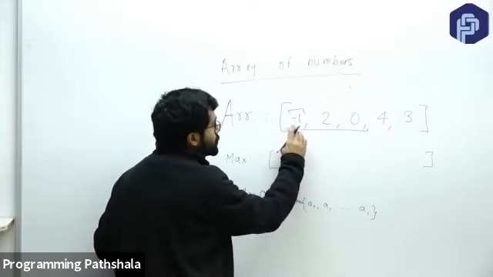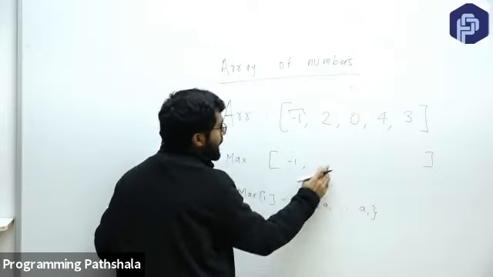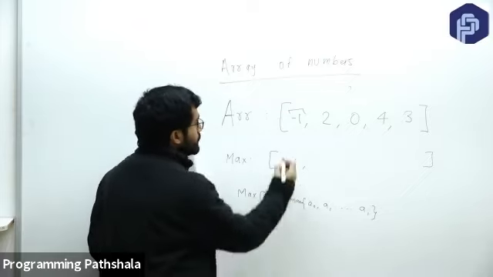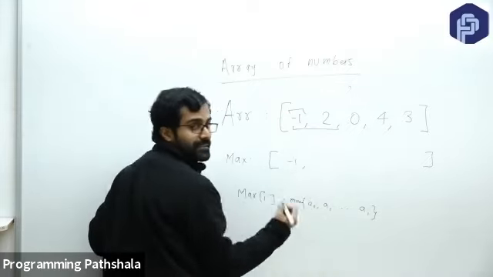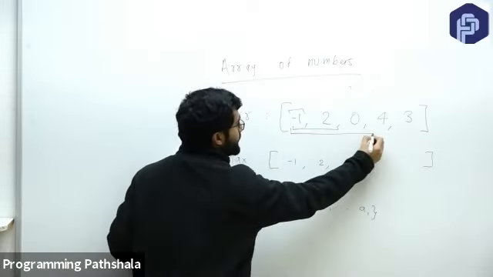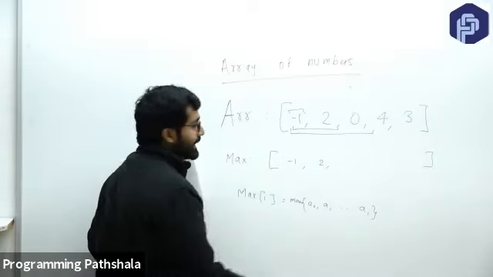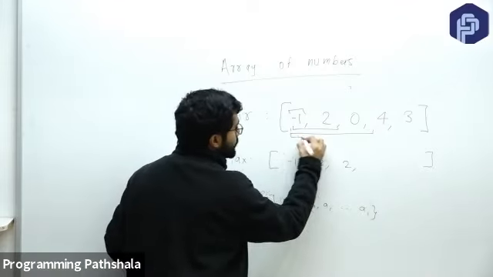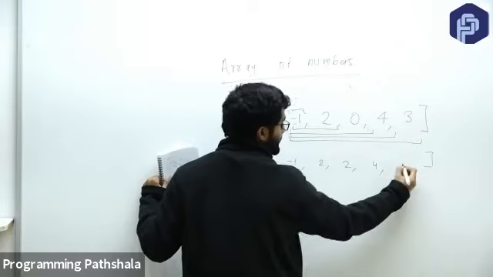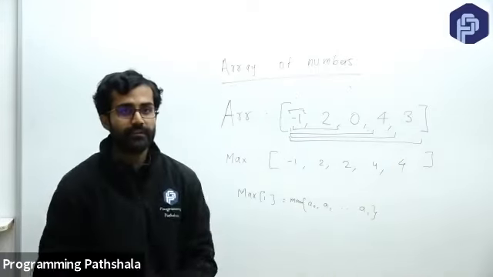Can you tell me what should be the value of max of 1? What would be the value of max of 1? What is the maximum value from here to here? That is 2. Okay, what is the maximum value from here till here? That is also 2. What is the maximum value from here to here? That is 4. And what is the maximum value from here to here? That is also 4. Okay.